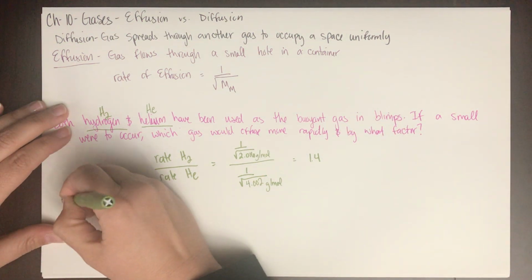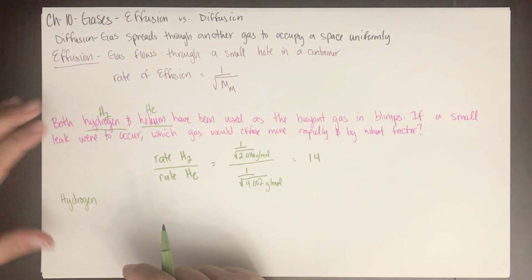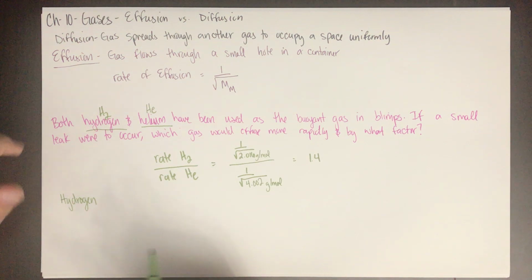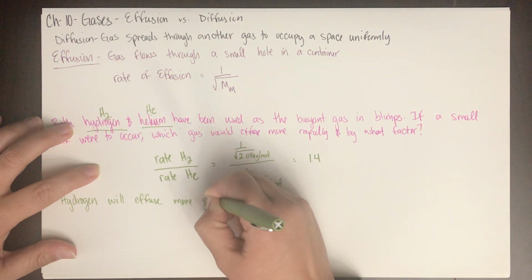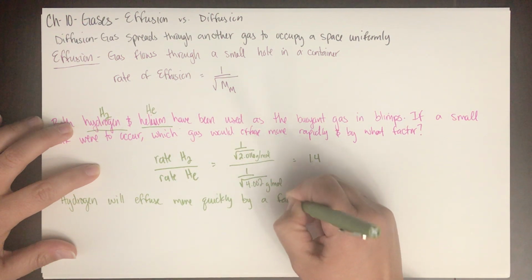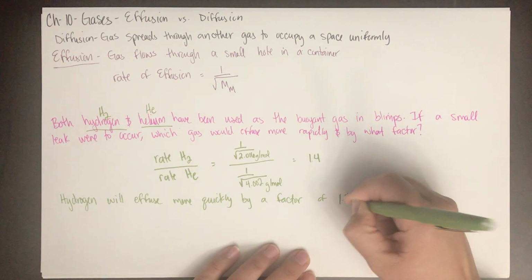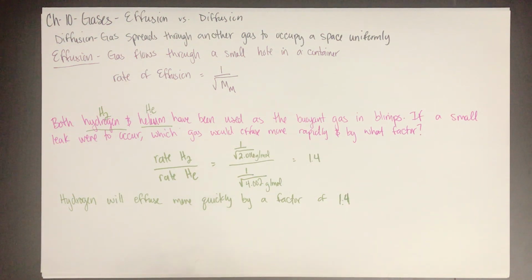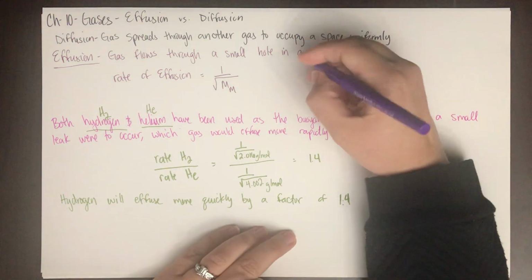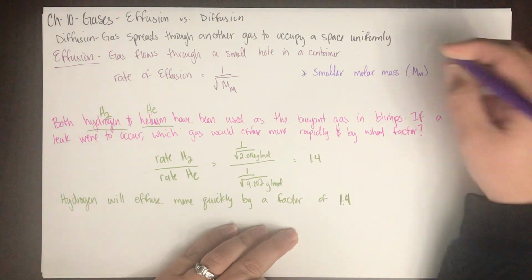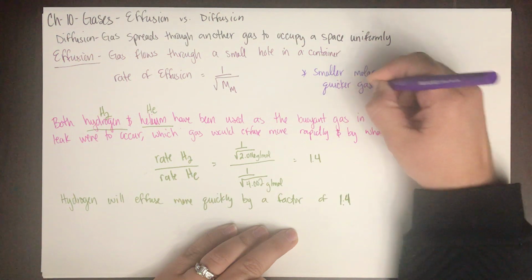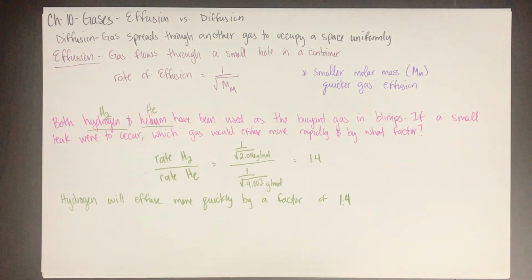What this means is hydrogen will effuse more quickly by a factor of 1.4. So hydrogen will effuse 1.4 times more quickly than helium. Because the rate of effusion has to do with the molar mass, the smaller the molar mass, the quicker the gas will effuse. And that's what you need to know about effusion and diffusion.